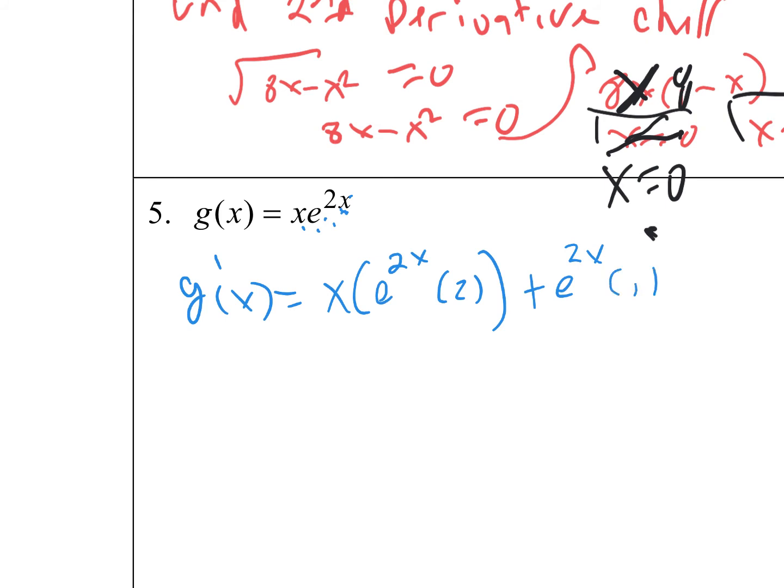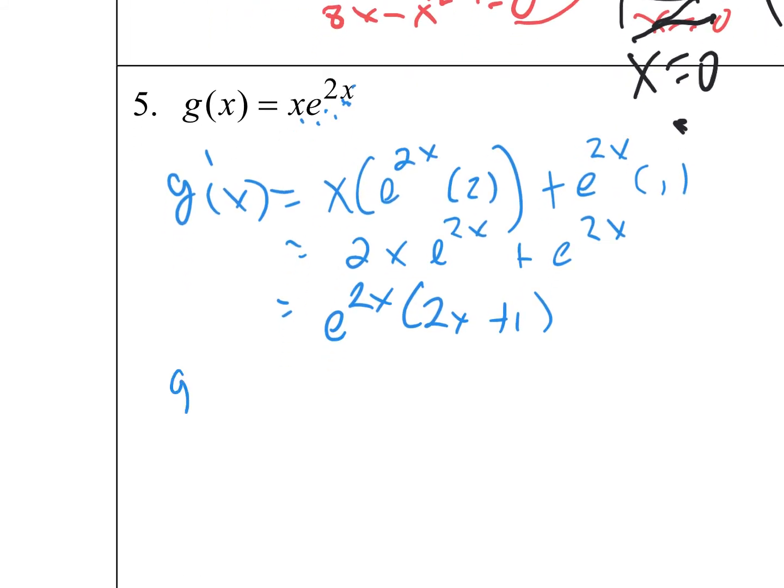Now, how can I clean this up? Let's see. I got a 2x e to the 2x plus e to the 2x. I could probably factor out an e to the 2x since they both have one. So I'll factor it out. E to the 2x. You always want to factor. That gives me a 2x plus 1. And that's just the first derivative. I got to do the second derivative.